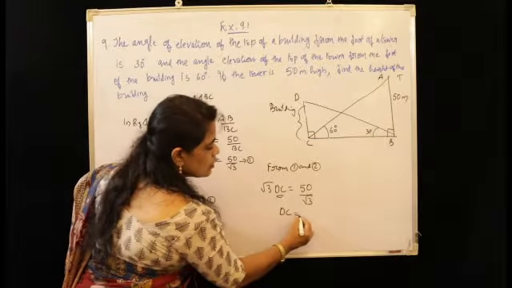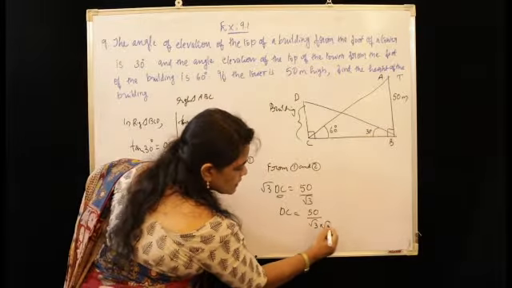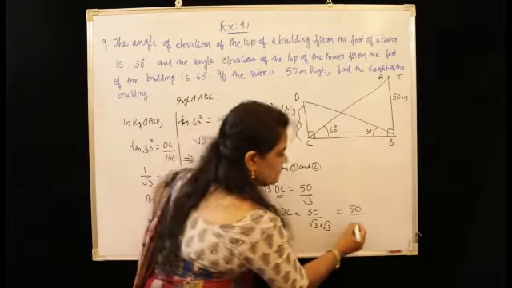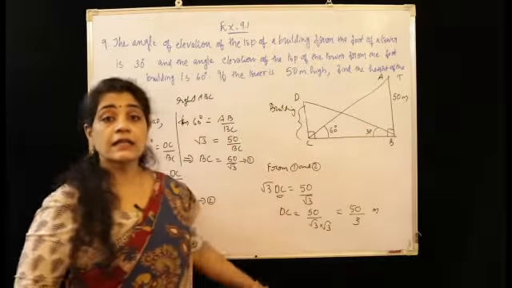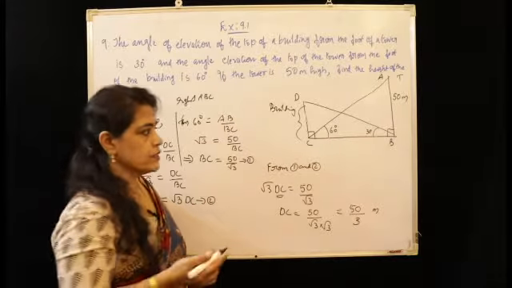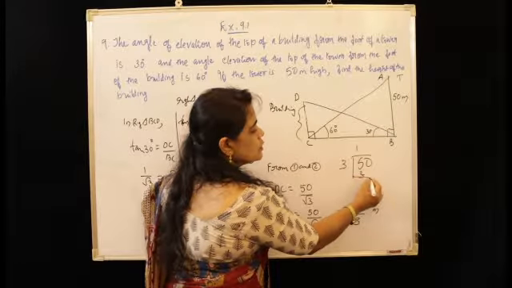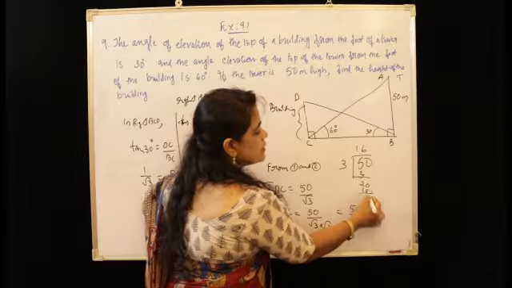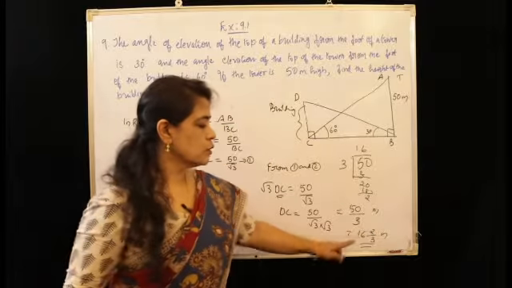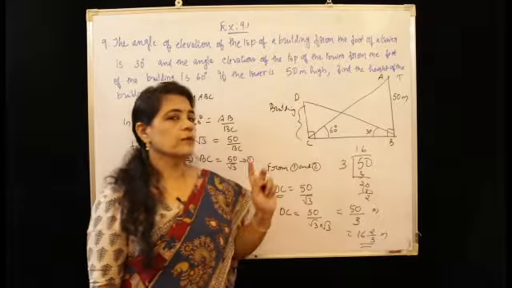So DC is equal to 50 by root 3, and this root 3 comes to the denominator. And root 3 into root 3 is 3. Okay, so 50 by 3 meters. If you want, you can divide and express it as a mixed fraction. So 50 by 3: 3 times 16 is 48, remainder 2. So you can write this as 16 2 by 3 meters. 16 is the quotient, 2 is the remainder, and 3 is the divisor. So this is a mixed fraction, and this is the height of the building.